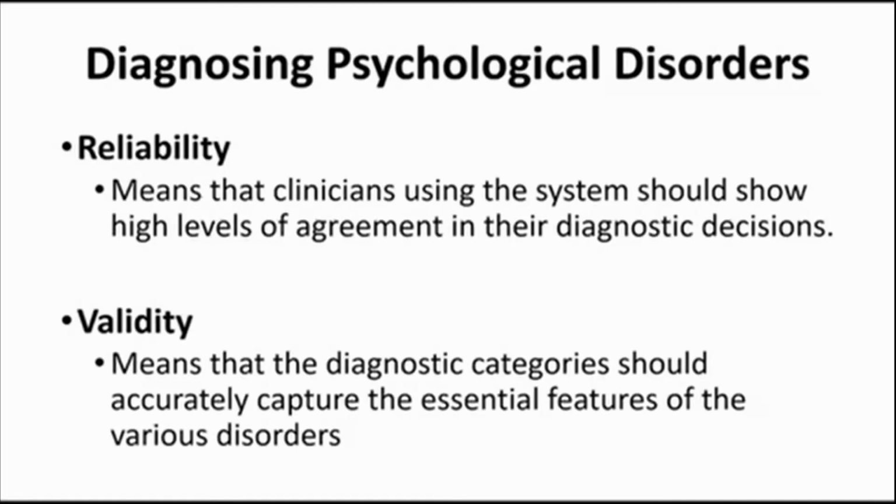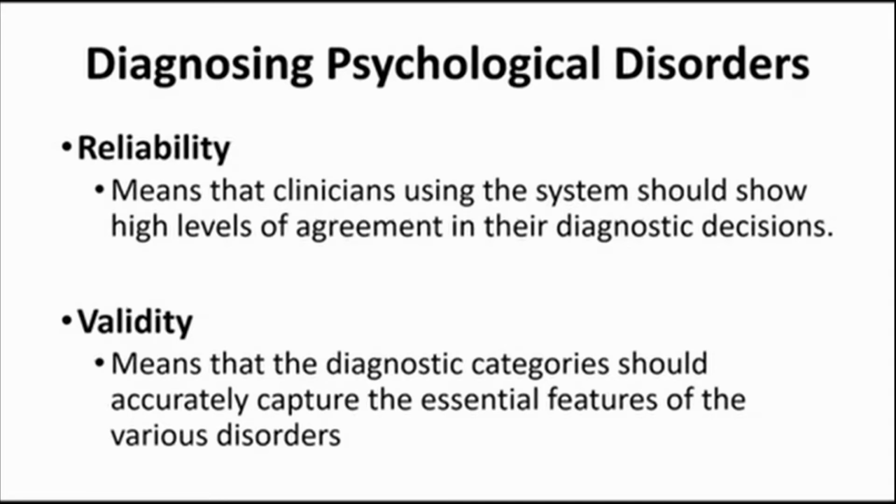So before we move on to talking about treatments for psychological disorders in the next chapter, we're going to take a moment and talk about the actual diagnosis of psychological disorders here. But how do we decide the best way to diagnose these disorders? For a diagnosis to be good, we want something that is both reliable and valid.